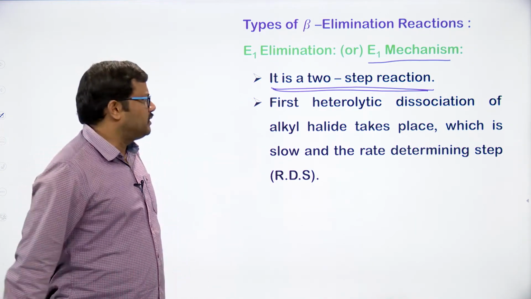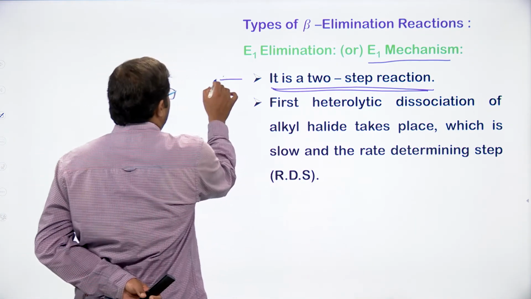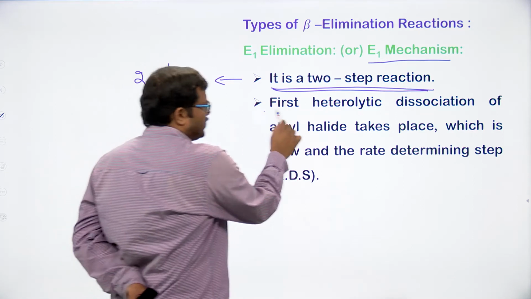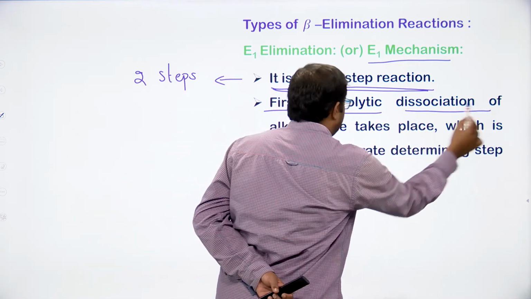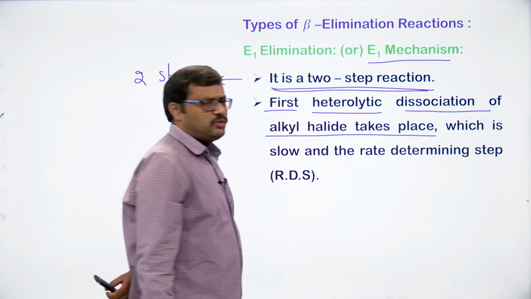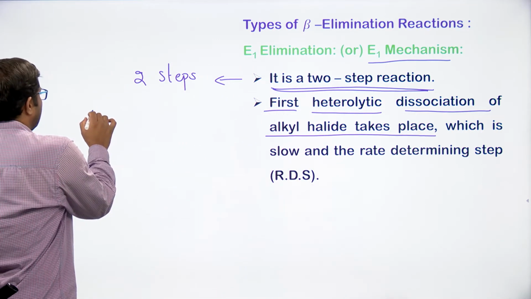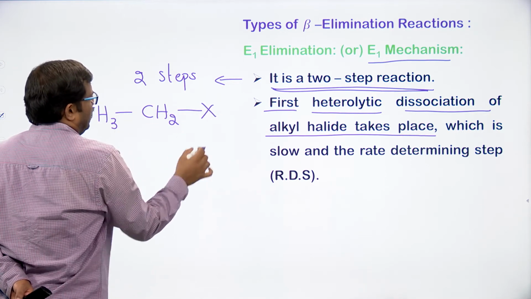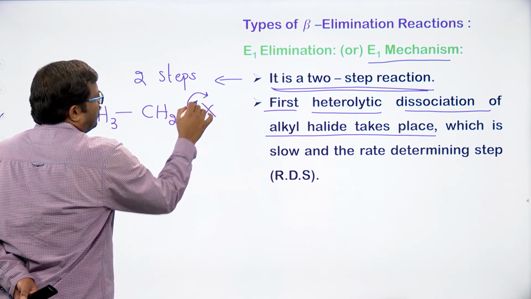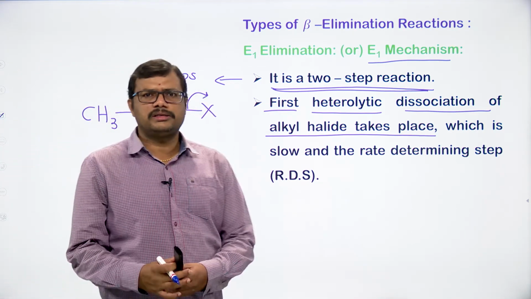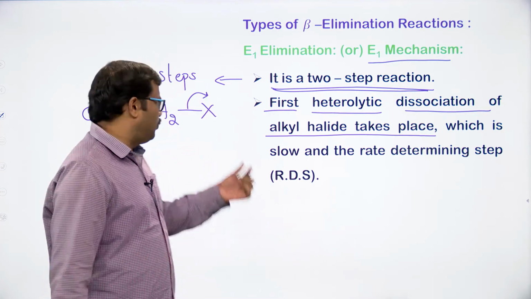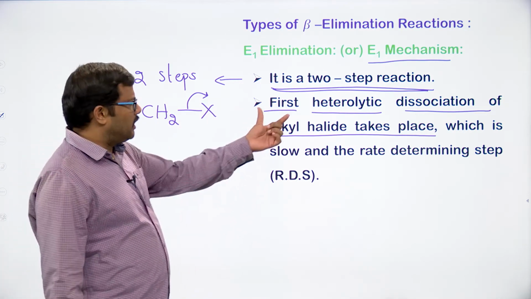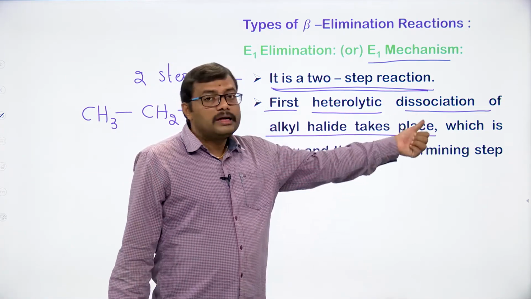First, what happens in this case? Since it proceeds in 2 steps, what is happening in the first step? In the first step, heterolytic dissociation of the alkyl halide takes place. What is heterolytic cleavage? Heterolytic cleavage is that cleavage in which both bonded electrons go with one of the species, and the other loses the electrons. So, that is taken as heterolytic cleavage or heterolytic dissociation.